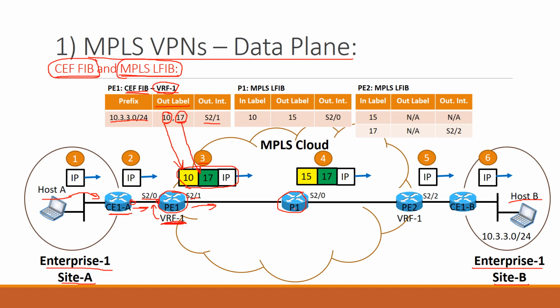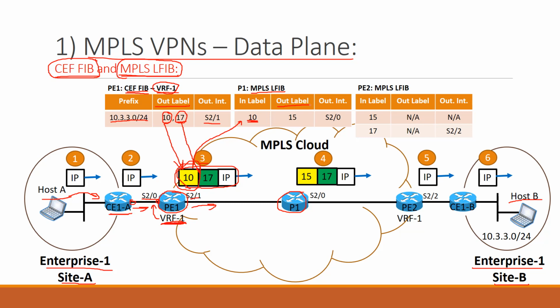P1 will check the outer label because it is not configured with the VRF concept or things like that. It's configured normally as MPLS unicast IP forwarding. So it will only realize and understand the outer label. What should it do when an MPLS router receives a labeled IP packet? It should check the MPLS label forwarding information base. Once it finds a matching label for the outer label, it will take an action.